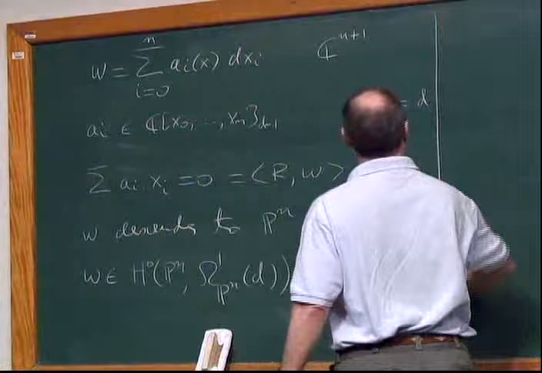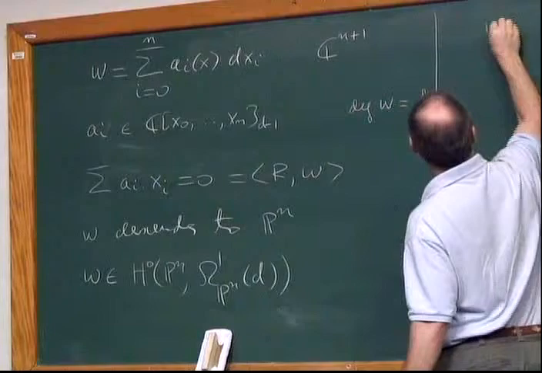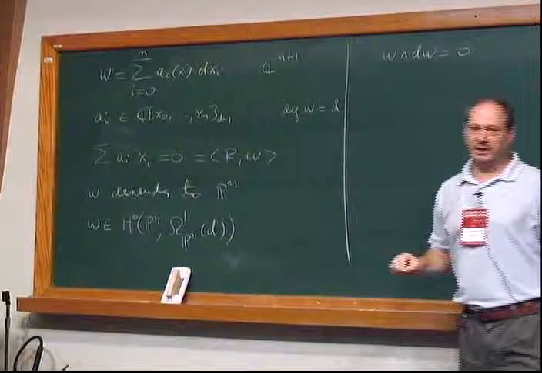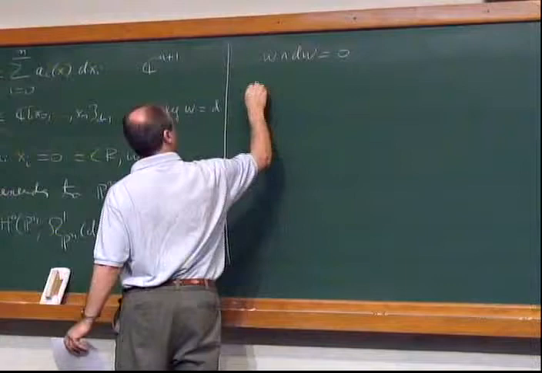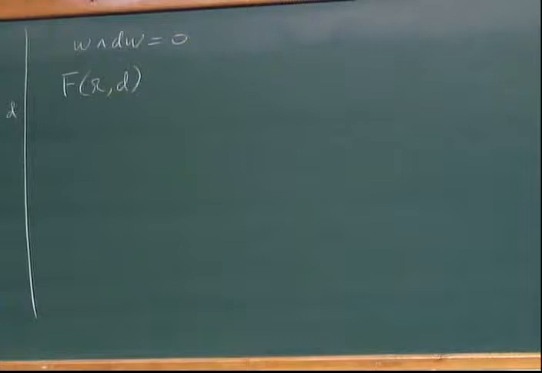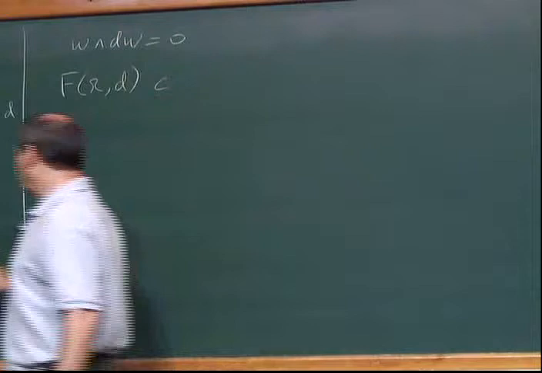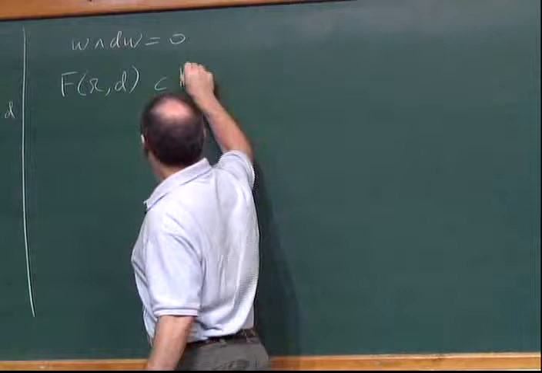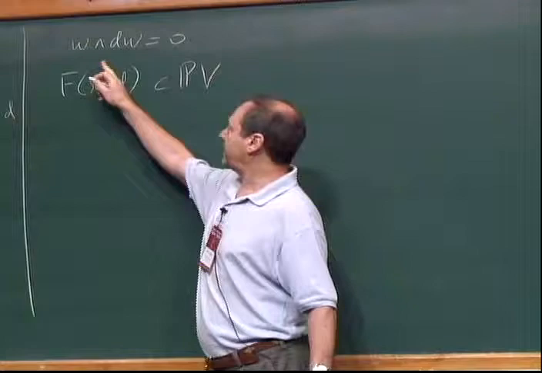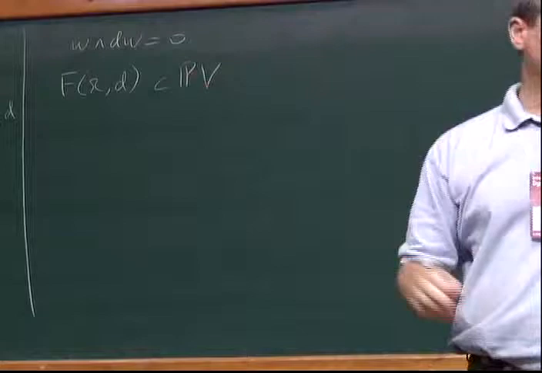And now we will look at the omegas that satisfy the Frobenius integrability condition, okay? So I will denote by FR_d the space of all such omegas satisfying this condition. If we call this vector space V, I will think about this as a subset of P(V). So I'm considering omega non-zero, and lambda omega being the same as omega. So it's the projective class of omega.